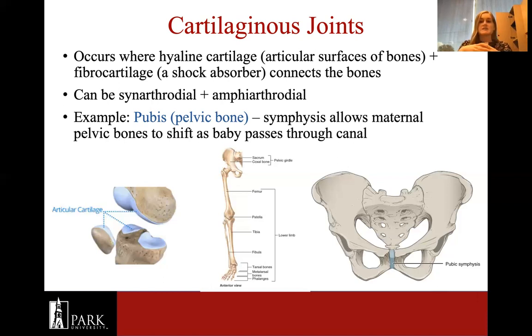This is going to be a slightly movable, or amphiarthrodial, joint because, for example, and this is really only for females, when females give birth, their pelvic bones are going to need to stretch a little bit to make room for the baby's head and shoulders coming through the birthing canal. So for that to happen, our pubic symphysis allows for that movement and that slight separation of our pelvic bones.